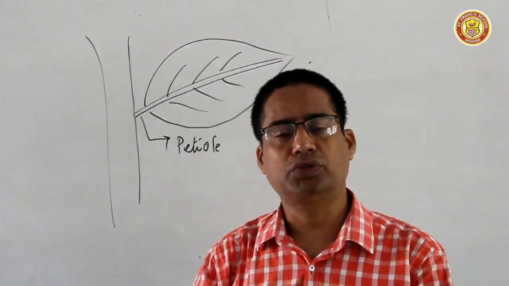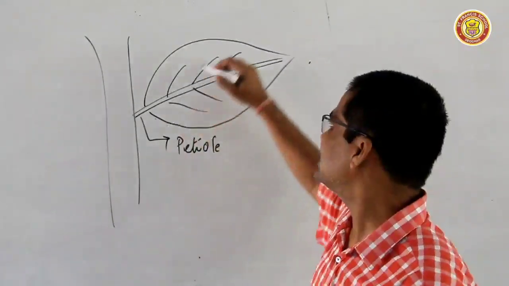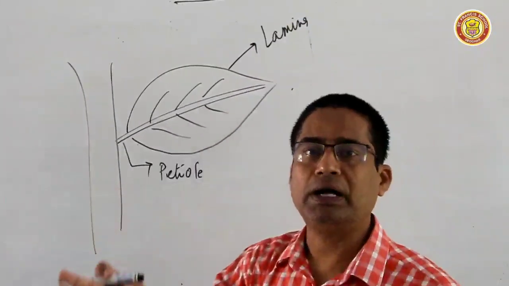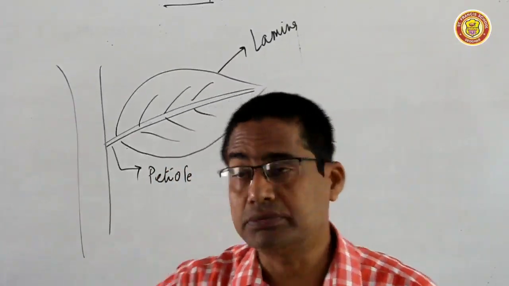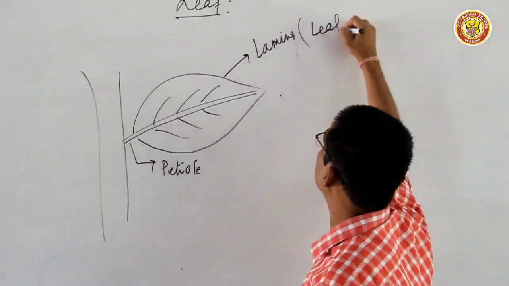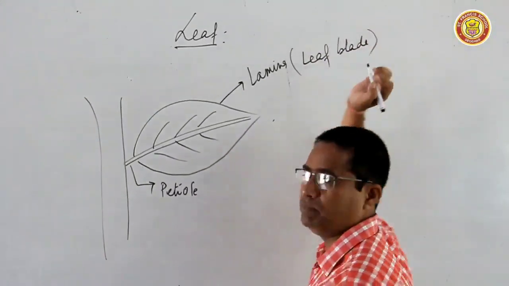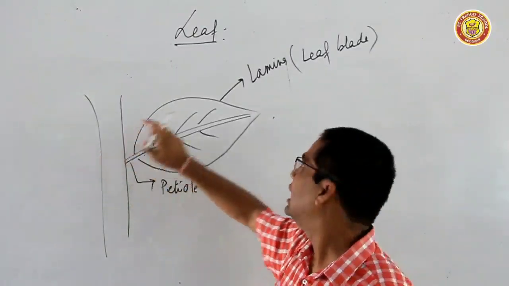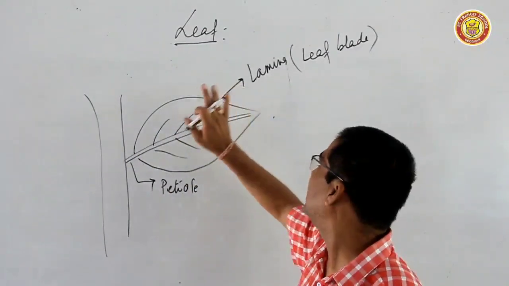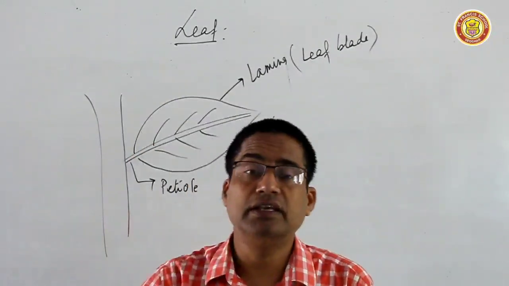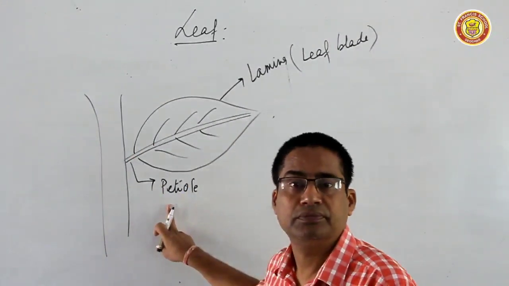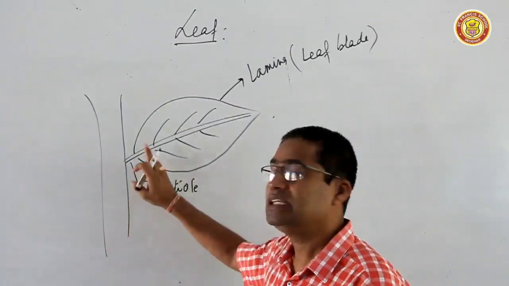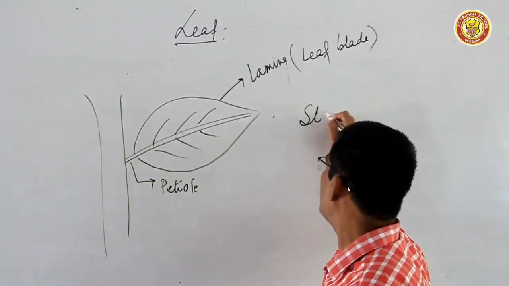The petiole is the stalk with the help of which the leaf is attached to the stem, and the second part is the lamina, the flat, broad, green part of the leaf. It's sometimes also called the leaf blade. So a leaf has a petiole with which it is attached to the stem, and a broad green part called the lamina or the leaf blade. Now sometimes you may see some leaves without this stalk. The leaf may have the stalk or it may not. If the leaf has a stalk, it is called a stalked leaf.